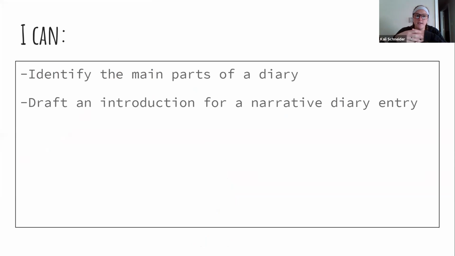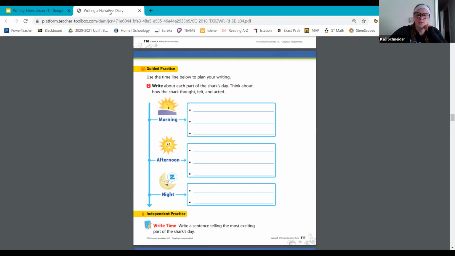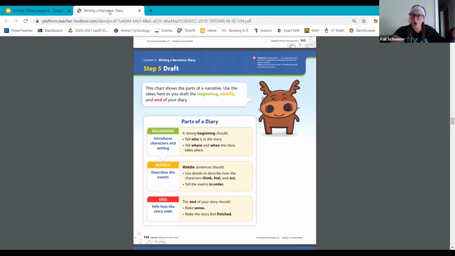Today, our objective is that I can identify the main parts of a diary and I can draft an introduction for a narrative diary entry, okay? So today we're going to go ahead and look at our assignment so that we have it in our brain before we move on forwards. So please make sure you turn to page 112, where Herschel is here going to refresh our brains on what we're doing. So on page 112, pause it if you're not there yet.